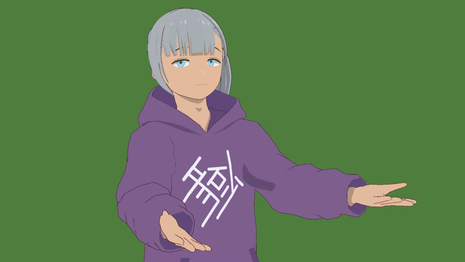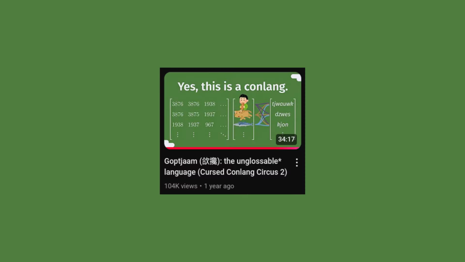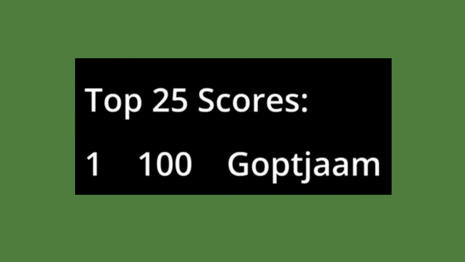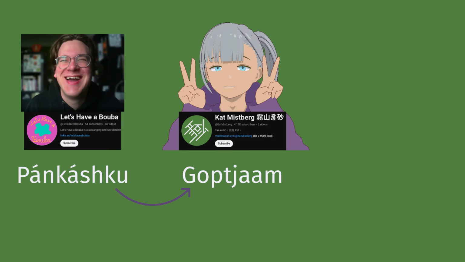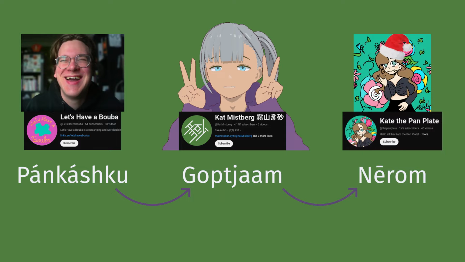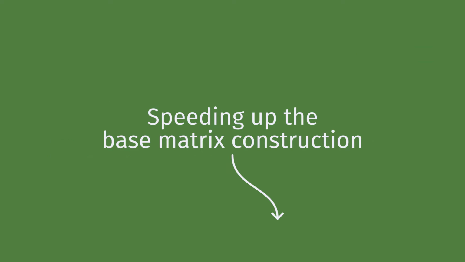Of course, I participated with my Conlang Goptjaam, which won first place in the second curse Conlang circus. I'll be going after Jake from Let's Have a Booba's Pánkáshku, and before Kate the Pan plays Nero. Oh, and if you're looking for the math section of the video, that's in the speeding up the base matrix construction section. Anyway, let's get started.